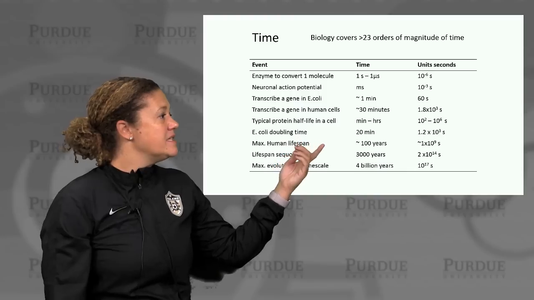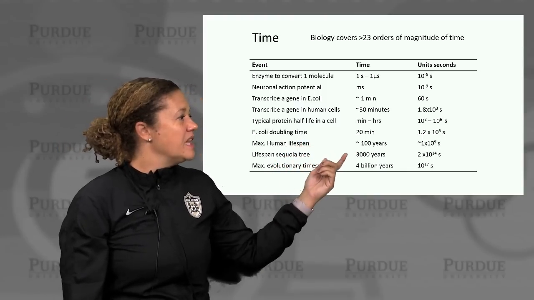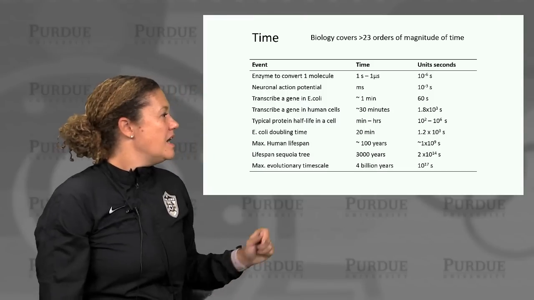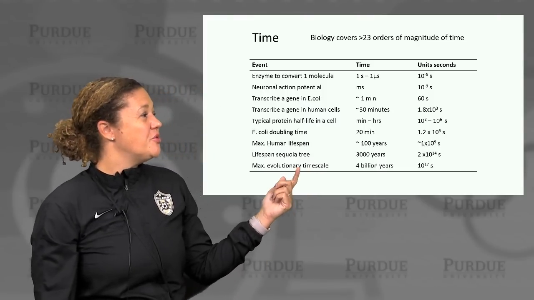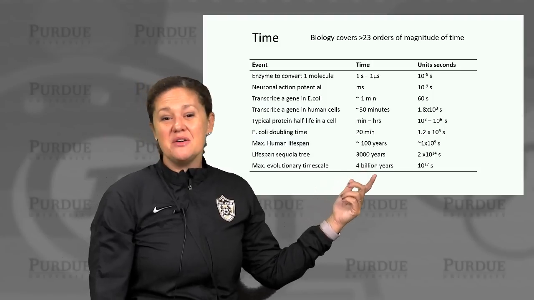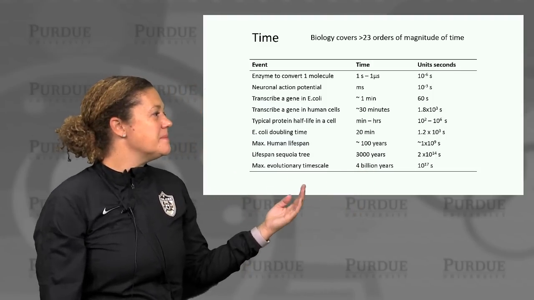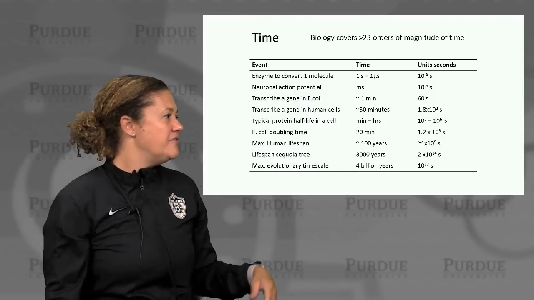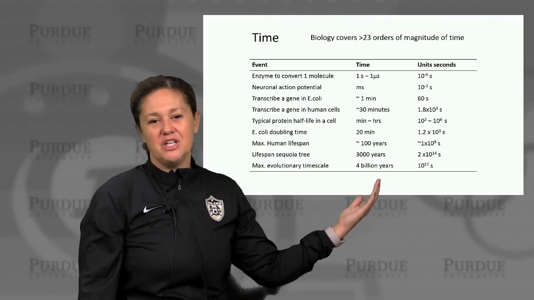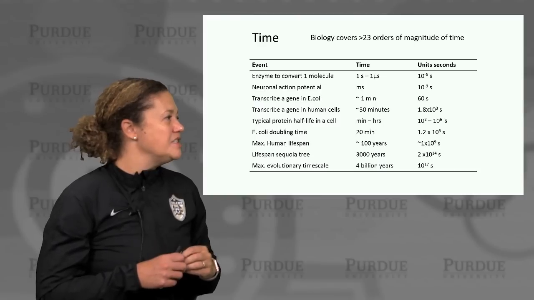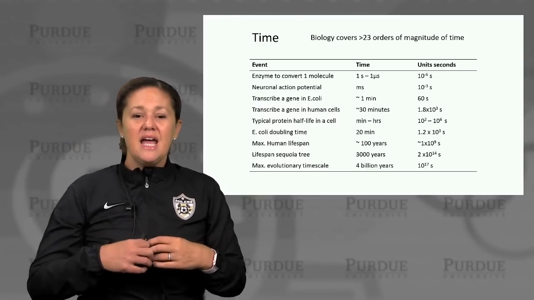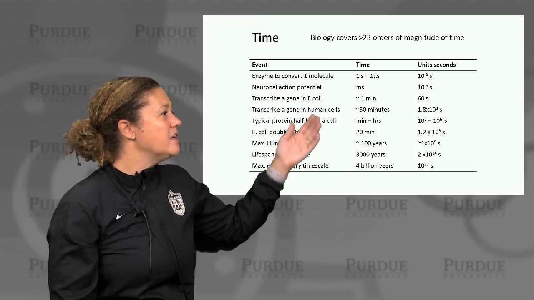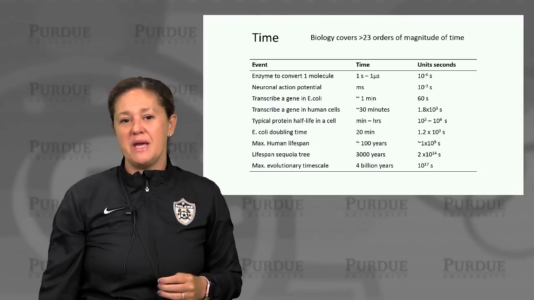E. coli doubling time is about 20 minutes. Human lifespan, right, up to 100 years. We keep pushing that up. There are other organisms, such as the sequoia tree, that live to be 3,000 years, right? And if you look at the maximum evolutionary time scale, we're talking about billions of years. So when you're looking at biological events, both inside the cell and the cells and populations of cells over time, we span quite a range of timescales.